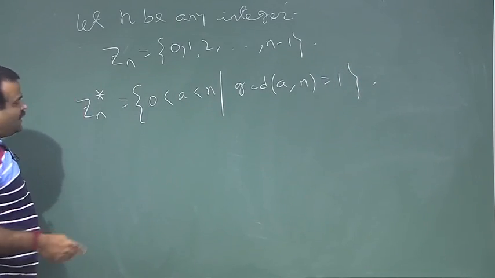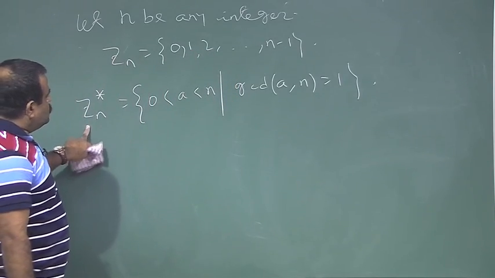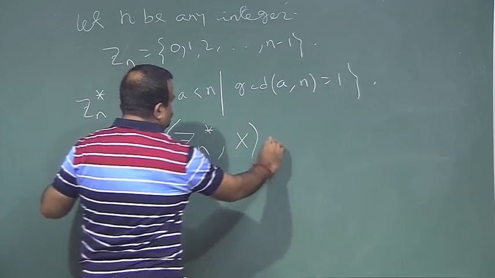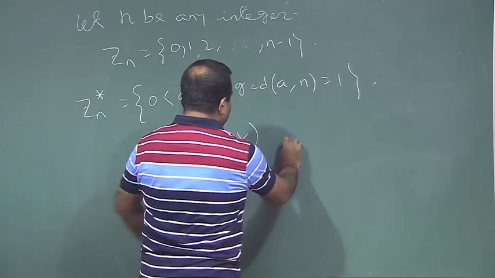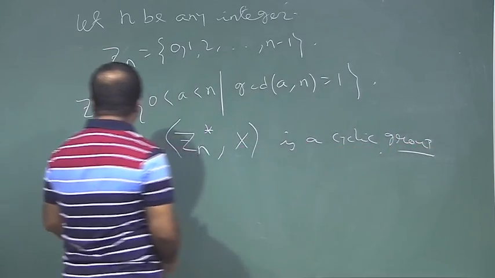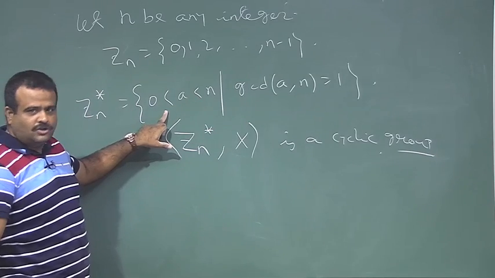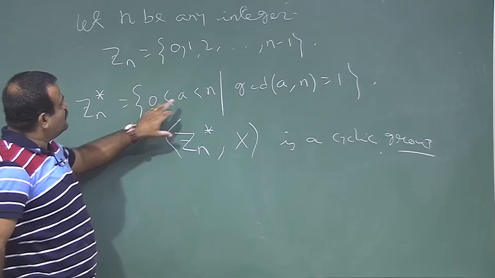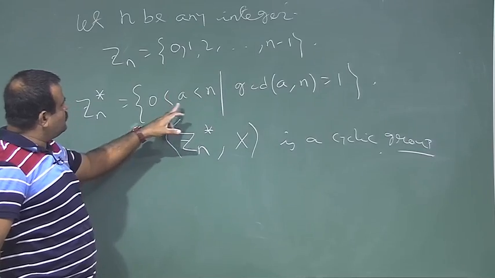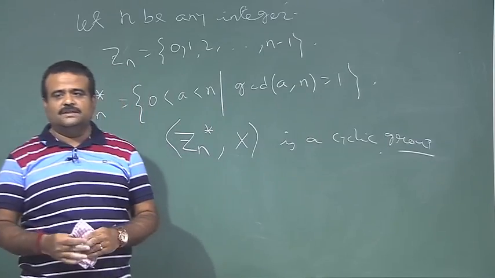Then for n equal to 8, we have seen that 3, 5, 7 belong to Zn star. So, this Zn star will form a group under multiplication, a cyclic group. Okay, this is how we define Zn star: the set of all positive non-zero integers less than n which are relatively prime with n. For each such a, the inverse will exist, so it will form a multiplicative group, and this is a cyclic group. Thank you.